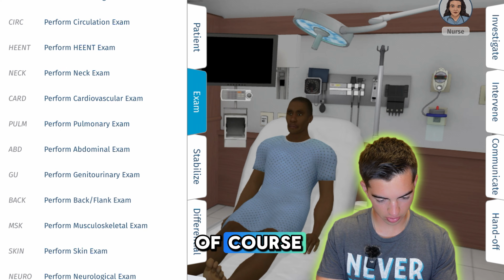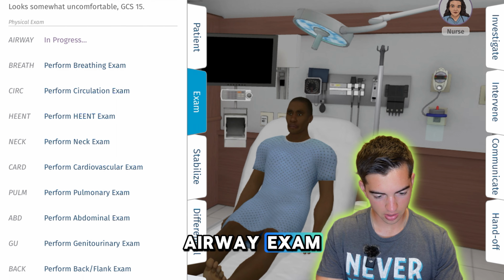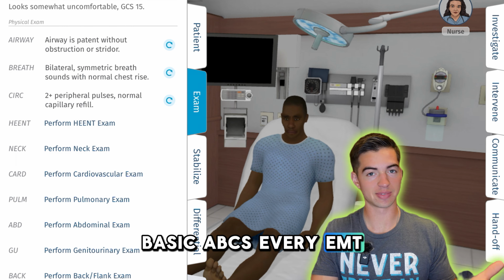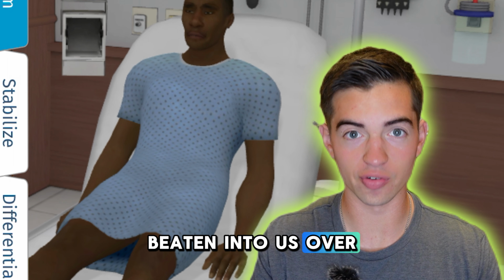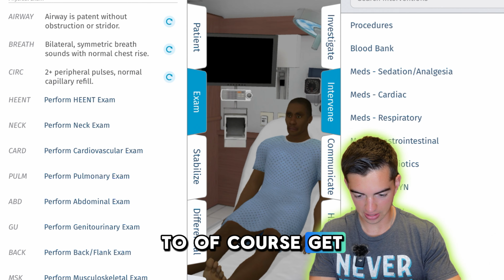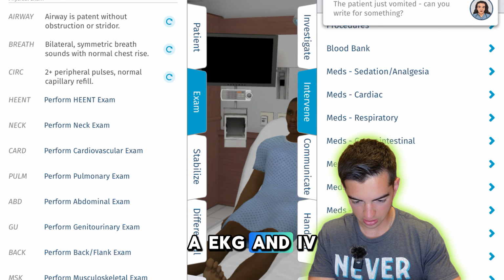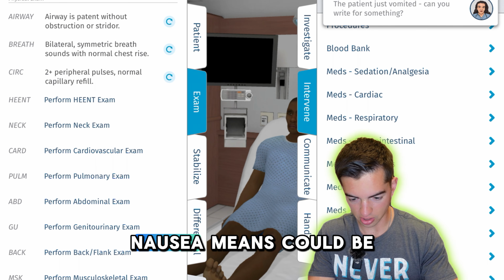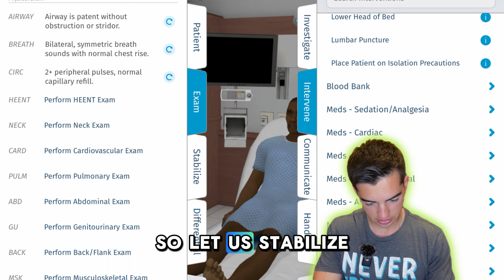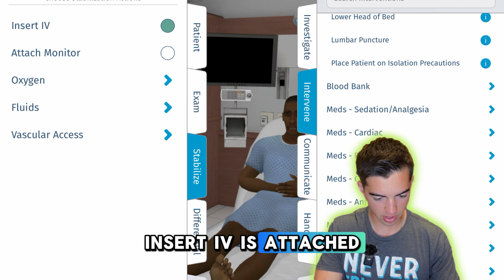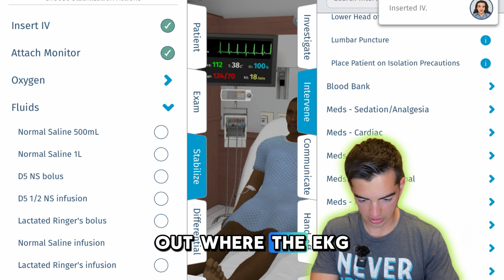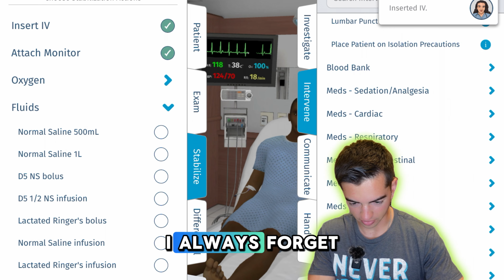So I want to, of course, first get a quick airway exam, breathing exam, and then circulation exam. Again, basic ABCs, every EMT, we learn this, it's beaten into us, over the head, and then beaten again. And then I want to, of course, get an EKG and IV access. Nausea means he could be dehydrated, we don't want him getting worse. So let us stabilize, insert IV, attach monitor, and I'm going to try to find out where the EKG is. I always forget.